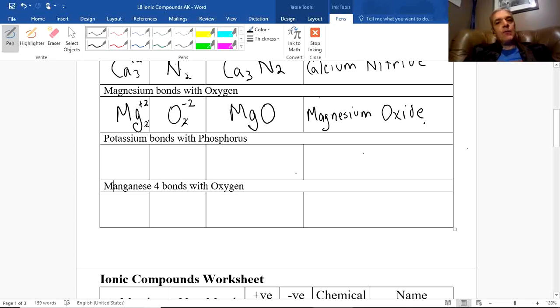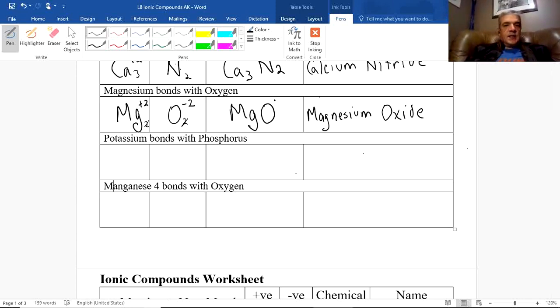And again, we've added this "ide" to the end. Magnesium oxide. And that's your chemical name for it. This, of course, magnesium oxide, MgO, is the chemical formula. All right, let's move to another one.